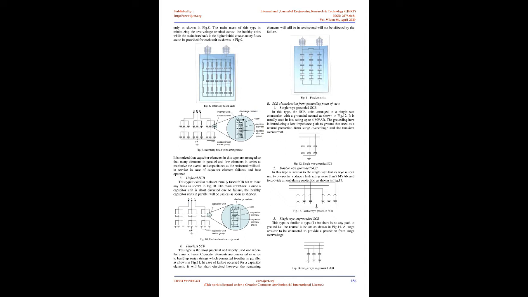Single Wye ungrounded SCB. This type is similar to type 1, but there is no path to ground, i.e. the neutral is isolated, as shown in Fig. 14. A surge arrestor is connected to provide protection from surge overvoltage.